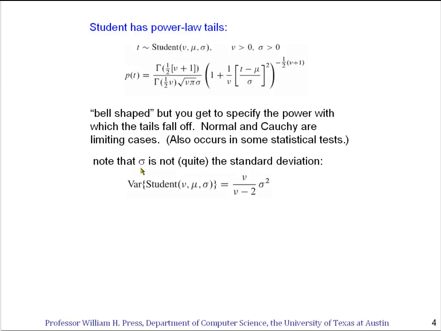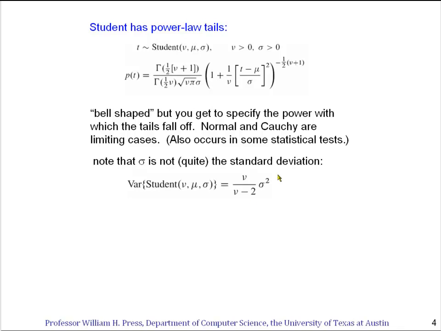Note that sigma is actually not quite the standard deviation in this formula. It turns out that the variance is the parameter sigma squared, but then there's this factor nu over nu minus 2 in front. So as nu becomes large, then it does become the standard deviation. This also tells us how small nu can be for the standard deviation to exist. The smallest value of nu, you can see, is somewhat epsilon larger than the value 2 if the standard deviation is to exist as a moment.